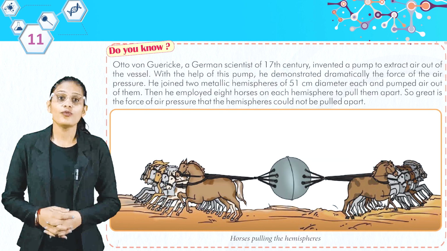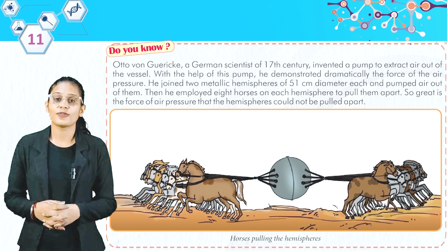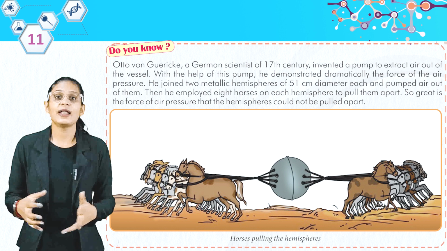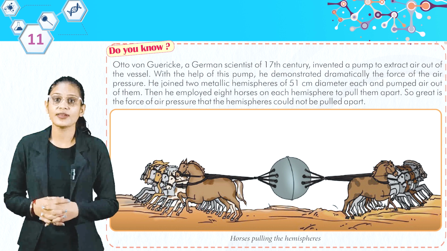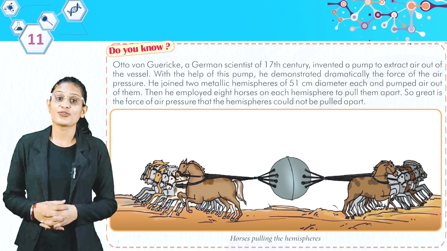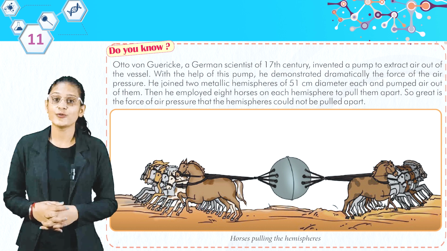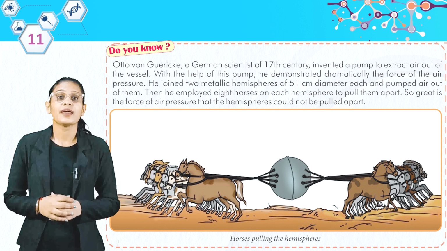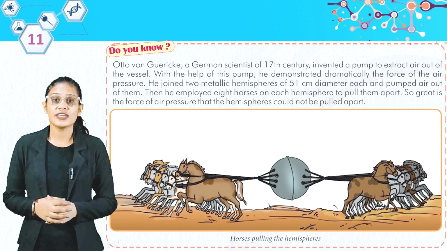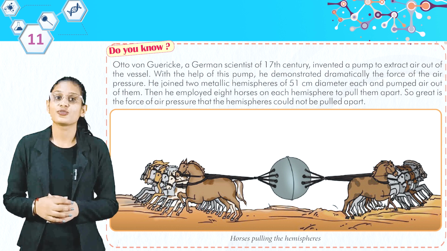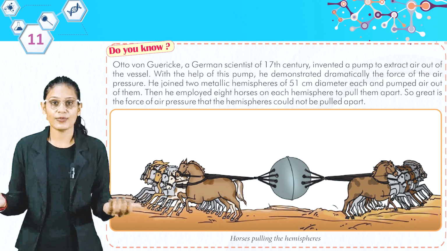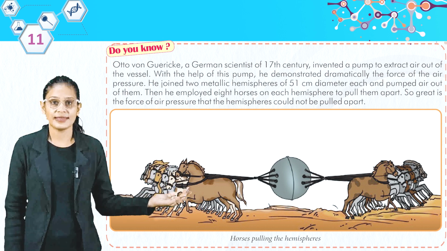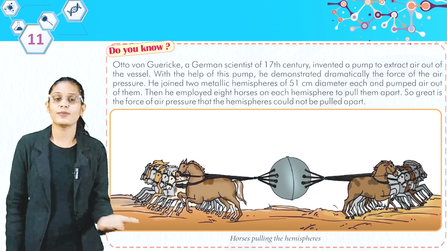Do you know? Otto von Guericke, a German scientist of the 17th century, invented a pump to extract air out of a vessel. With the help of this pump, he demonstrated dramatically the force of the air pressure. He joined two metallic hemispheres of 51 cm diameter each and pumped air out of them. Then he employed 8 horses on each hemisphere to pull them apart. So great is the force of air pressure that the hemispheres could not be pulled apart. So students, this experiment was done by a German scientist. Look at the pictures, horses pulling the hemispheres.